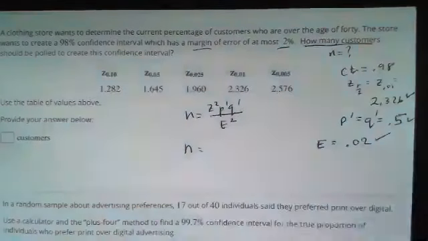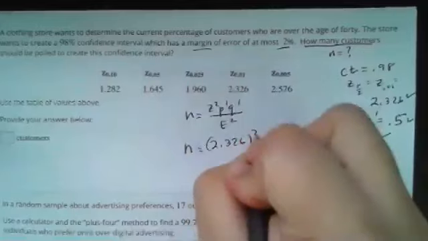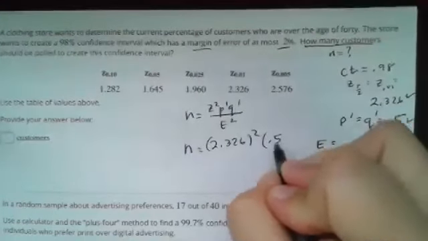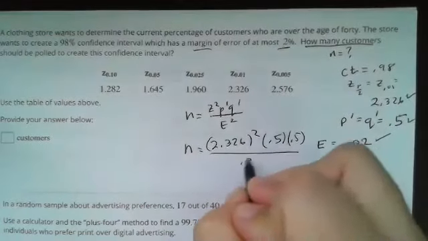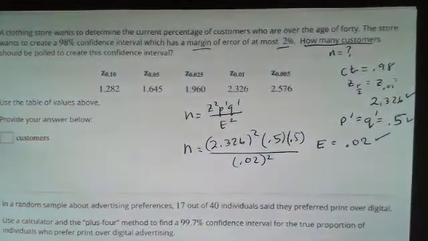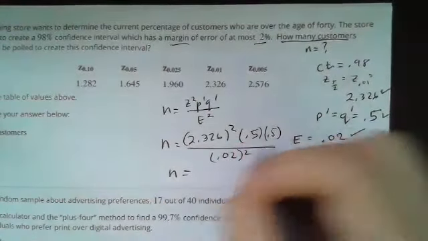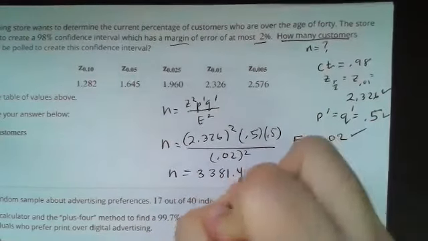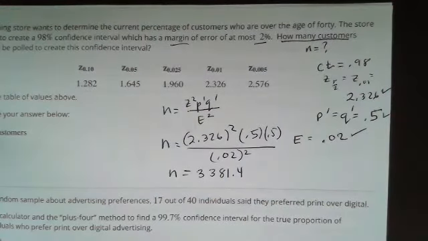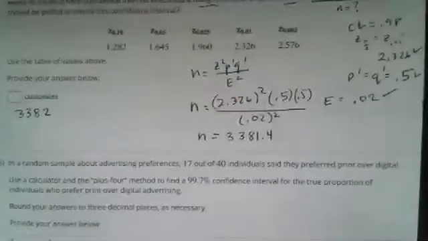So n is equal to 2.326 quantity squared times 0.5 times 0.5, all over the error squared, which is 0.02 squared. You do the calculation and you would get 3381.4. If we round up to the next integer, because we're talking about people here, that means it's 3382 customers.